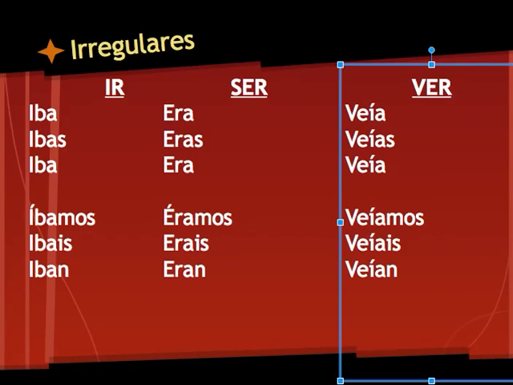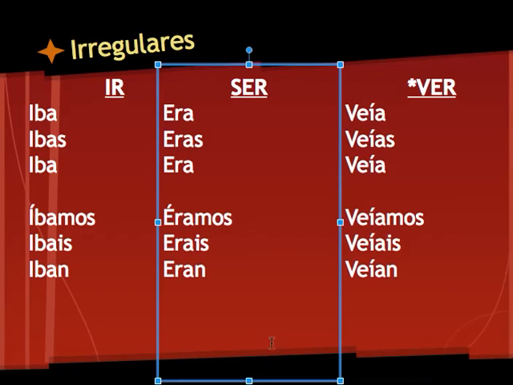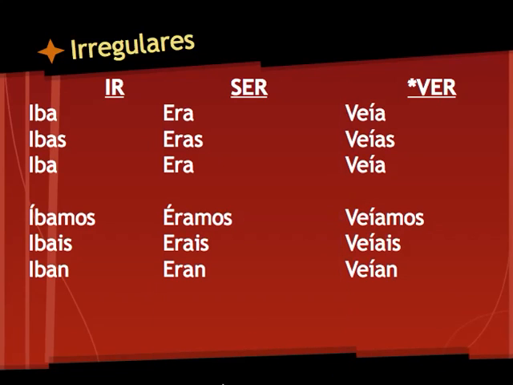Ver is kind of irregular. I would say it's not like the others, because it has the same endings, right? But normally if we were conjugating ver, it would be via, right? But what we're doing is keeping the E, and we're making it veía. Look at all the accents here. Veías, veía, veíamos, veíais, veían. Okay? So ver, ir, ser are all irregular, and these are the only 3 that you need to know. So it's a plus when we're dealing with the imperfect.